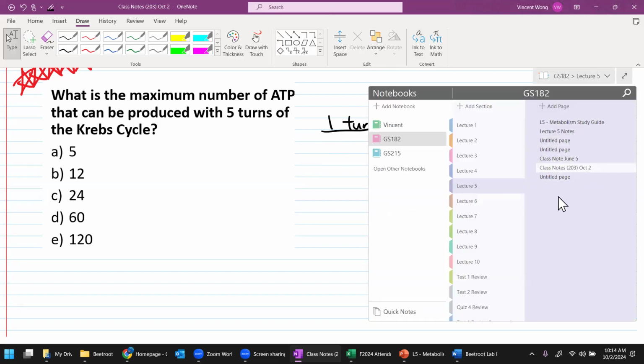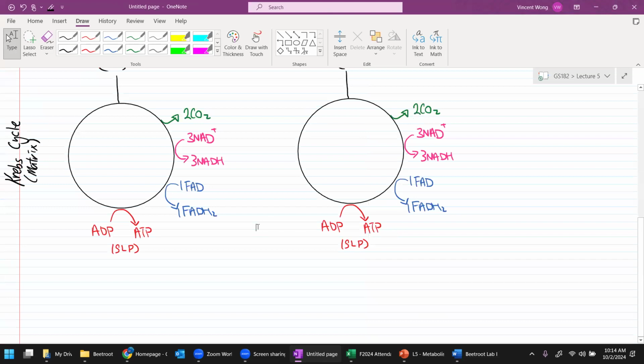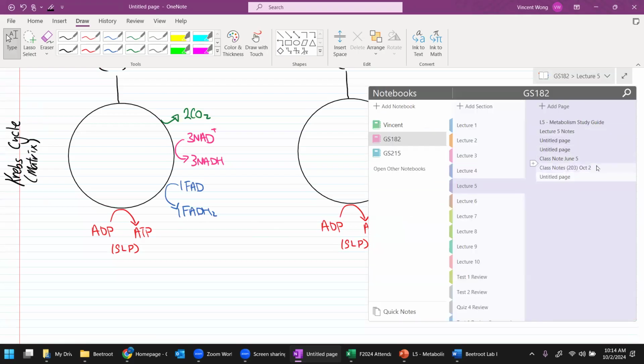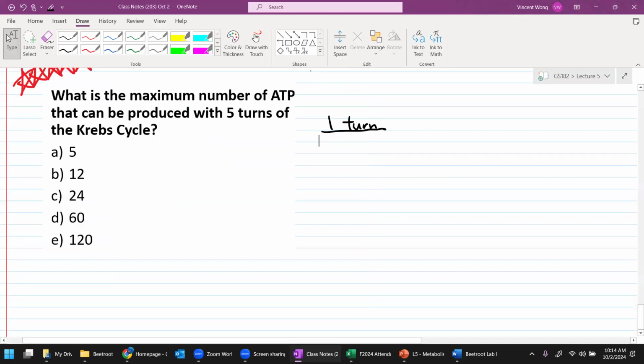Let's take a look at it together, okay? One turn is 3, right? This is called one turn, guys, okay? That's called two turns, right? So one turn is 3 NADH. So let's write that down. 3 NADH. What about FADH2? How many? One turn. One.